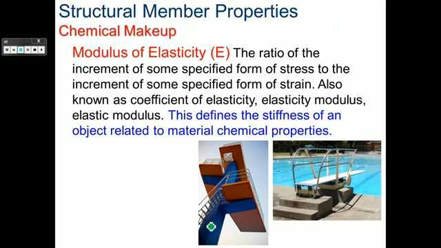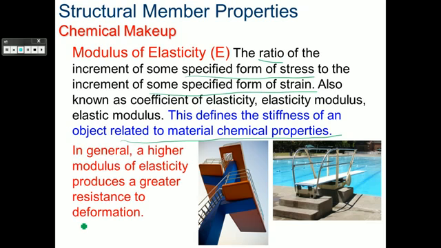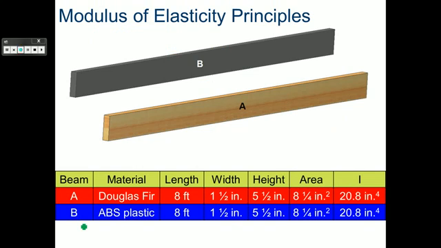So to look at the modulus of elasticity, we talked about the stiffness of an object related to its orientation or its shape. Now we're going to talk about the stiffness of an object related to its material chemical properties, or what it's made out of. The modulus of elasticity is a ratio of some specified form of stress to some specified form of strain. That'll pop up again later in statics. In general, a higher modulus of elasticity produces a much greater resistance to deformation, or it's able to withstand more being deformed and return to its original shape.